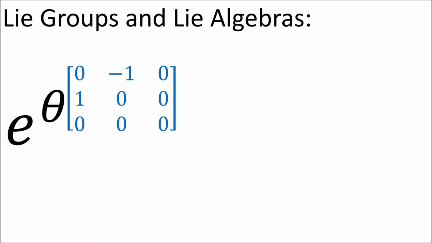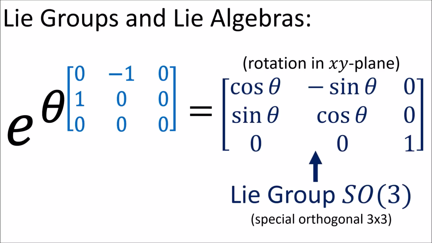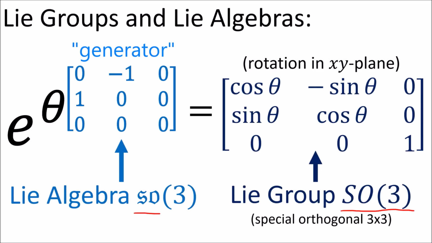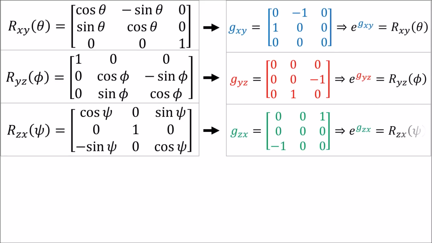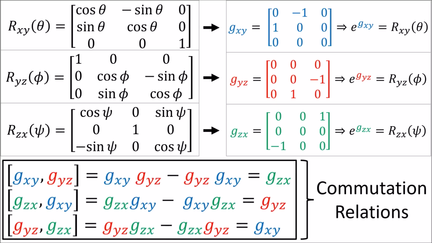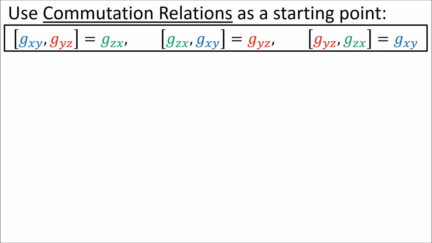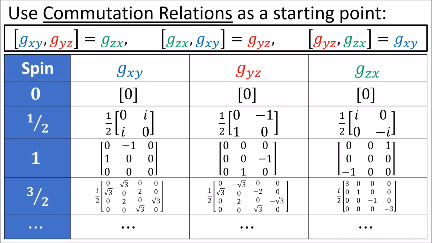If we exponentiate this 3×3 matrix here times theta, we get a rotation matrix in the xy plane. We say that this rotation matrix is part of the Lie group SO(3), and this matrix we exponentiate is called a generator, and is part of the Lie algebra so(3). There are generators for all the 3×3 rotation matrices, and the generators follow special commutation relations, which is why they form a Lie algebra. If we use these commutation relations as a starting point, we can find many generator matrices of all different sizes that satisfy them.